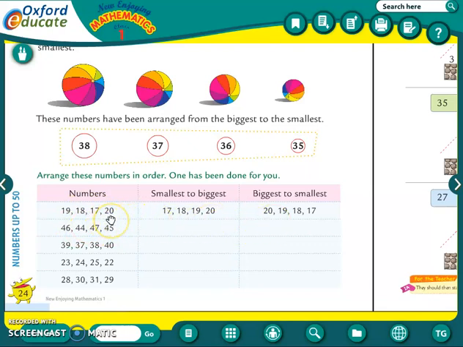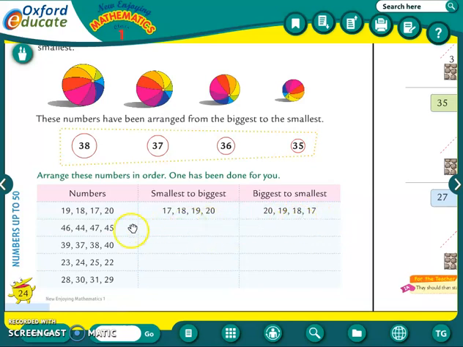Then 20 से छोटा number फिर कौन सा है? 19. So we will write 19 over here. Then which number? 18. So we will write 18, and at last which is the smallest number out of these? 17. So then we will write 17. From smallest to biggest, we will go like this: 17, 18, 19 and then 20. And biggest to smallest is the opposite of this. Iska ulta hai. In this, we have to first write the biggest number. So it will be 20, 19, 18 and 17.